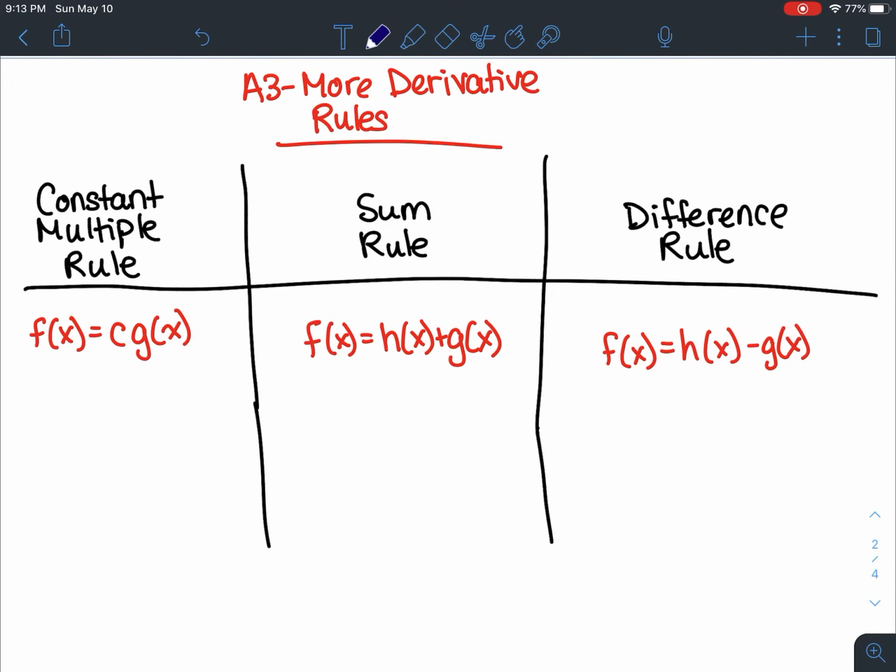Guys, it's just a continuation of the constant rule and the power rule.